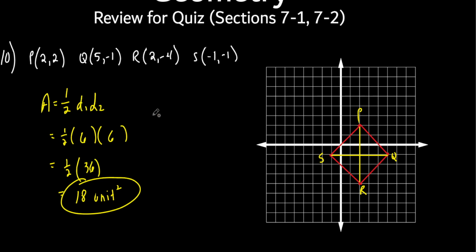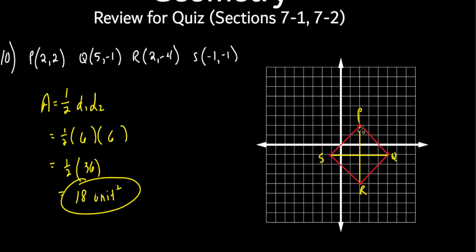Like I started with that distance formula. Find the distance of this, find the distance of this, and then multiply them together, right? Don't take half because it is a square. But I think that's the easiest way to do it right there. I think that's the easiest way. It's not the only way. I think it's the easiest way.